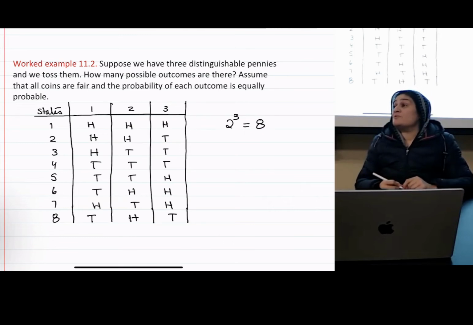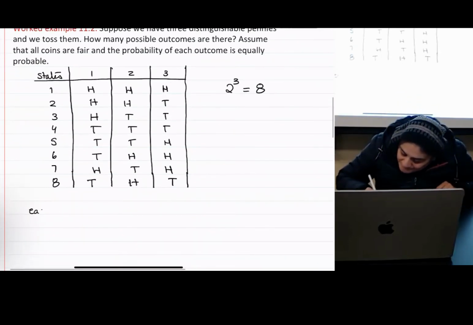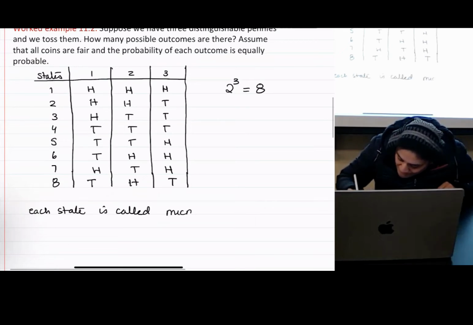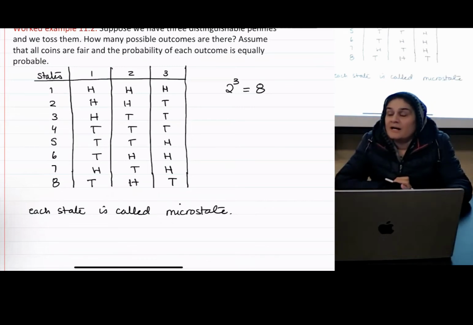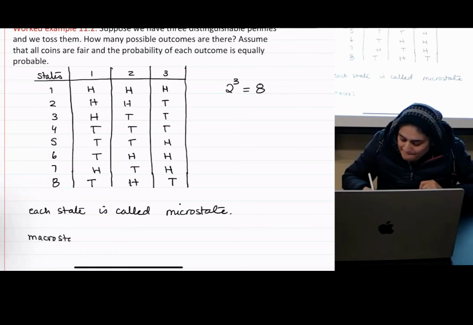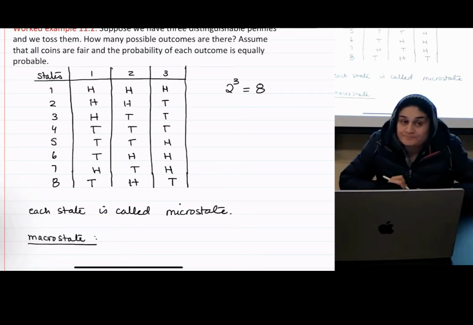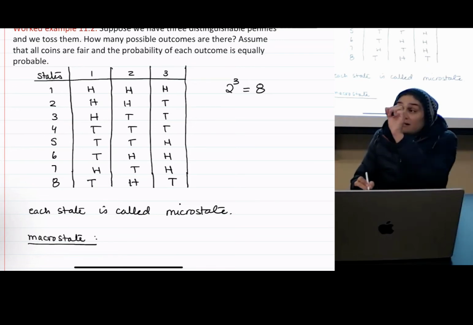Now, defining them in terms of statistical mechanics. Each of these states will be called a microstate. Get it? Each state is called a microstate. Now, how will I make macrostates? If I am only looking at how many heads or tails, but not individual states.